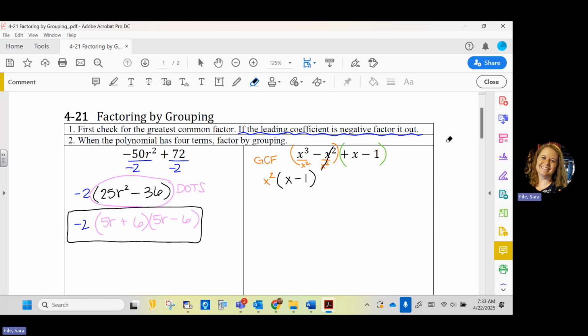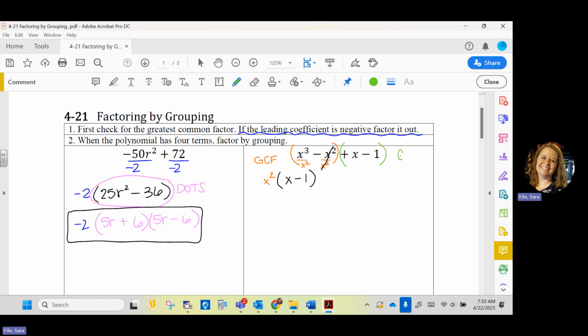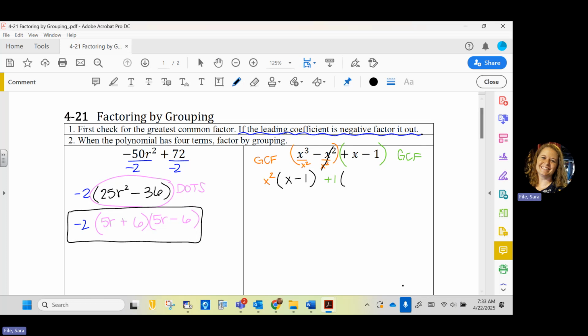Now in the second group, I'm going to do the same thing. I'm going to do GCF of the green group. If nothing can be factored out, it's just a 1. You still have to write what is factored out. And here it would just be a positive 1. And there's nothing left besides that you can factor out. So you're just left with x minus 1.